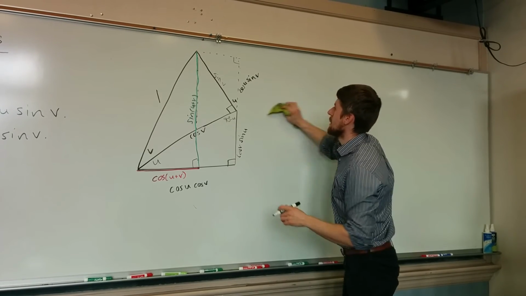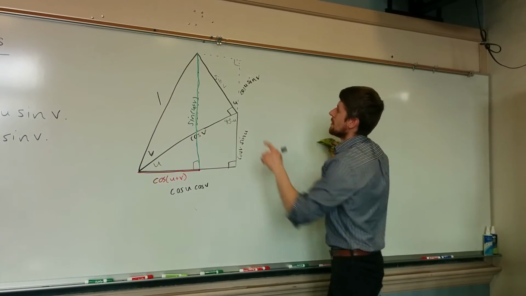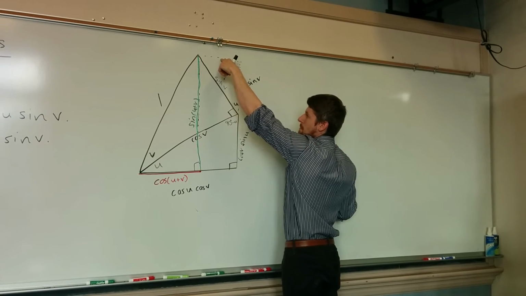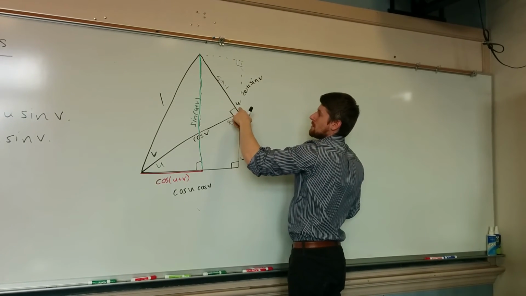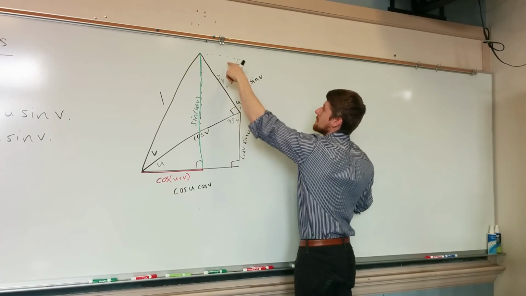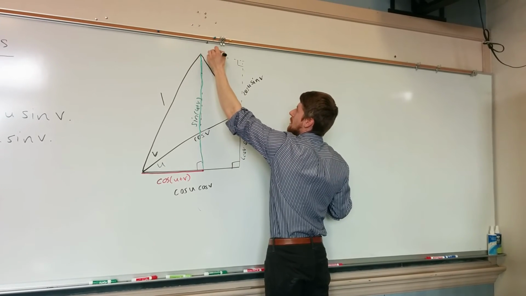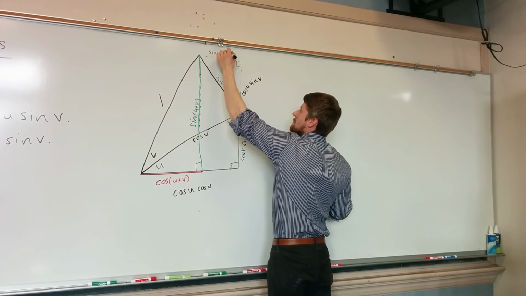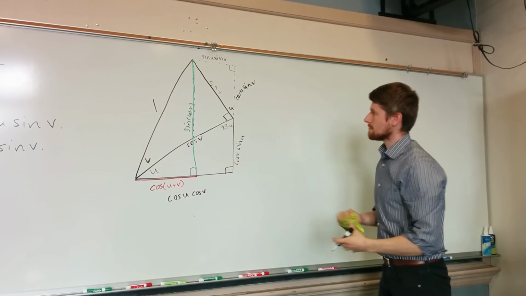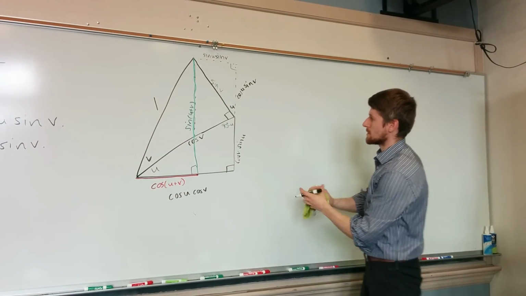So let's finish and find out what this length is up here, because it's the same as this length down here. Well, this is opposite u, so opposite over hypotenuse. Sine u is this over sine v, so this one is sine u sine v. Okay, so there it is. Now we just have to say what's going on here.